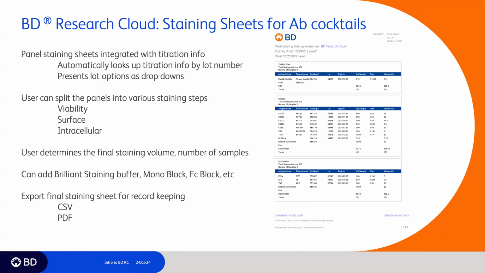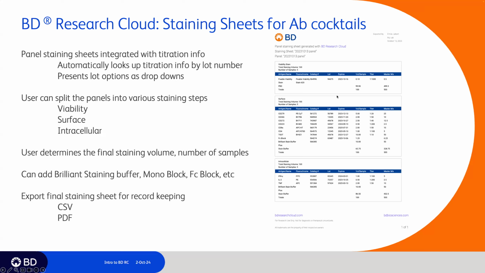Once you've added the titration information to your reagent, a great advantage is when you have a panel in BDRC, you can just tell it to create a staining sheet. All you have to do is tell it which markers you want in which staining step, and it will pull in titration information for you automatically.